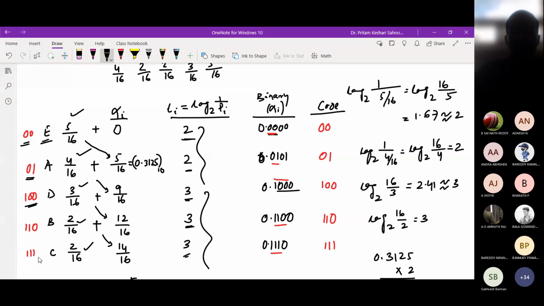Okay, we will find the second extension of this source. So second extension means what? How many symbols we will have? Here how many symbols? 5 symbols. So 5 symbols are there, and second extension, so 5 to the power 2. So 5 to the power 2 will be 25. So we will have a total of 25 symbols after the second extension of the source.